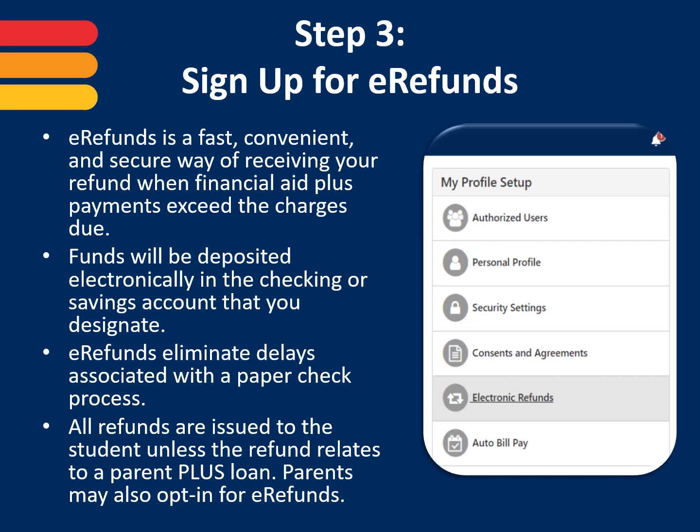While the Bursar's office sends paper checks, this process runs less frequently and could result in the delay of receiving your refund. To enroll, click on the electronic refunds option and enter your bank routing number and checking or savings account number. Refunds are also issued to the student by law unless the credit balance comes from a Parent Plus loan, in which case the parent may receive the refund.